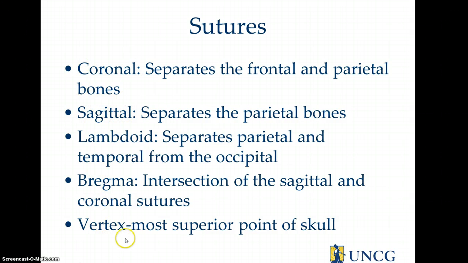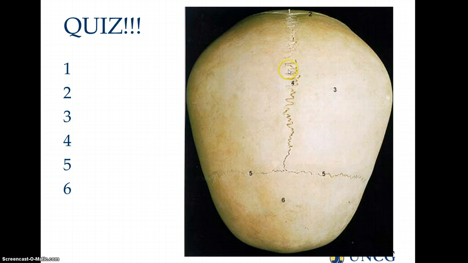And then finally, the vertex is the most superior point of the skull, which actually sits a little bit posterior in your skull, and you can palpate that easily enough. Now, you can't palpate these sutures because, again, they're fused. So what we're going to do is we're going to take a quick quiz and see if you can name all these different sutures and landmarks, etc. And I will post the answers later.